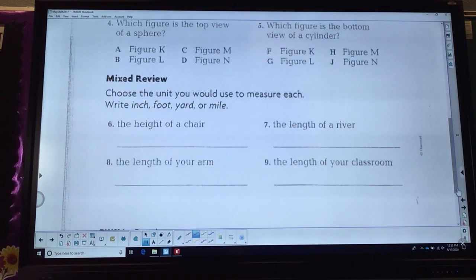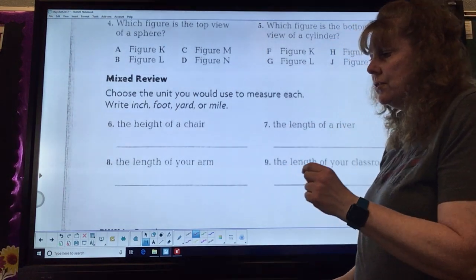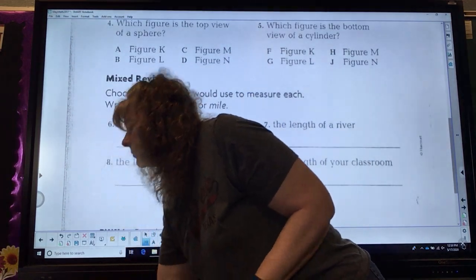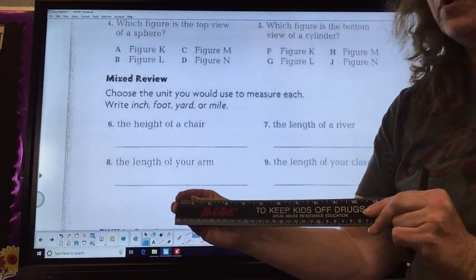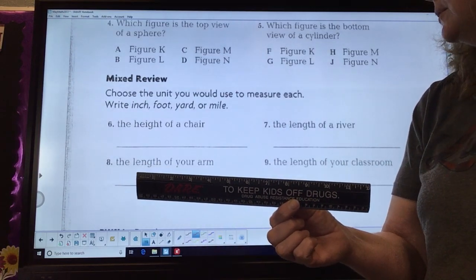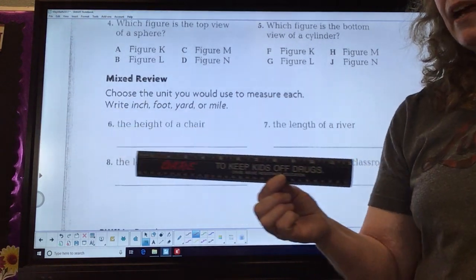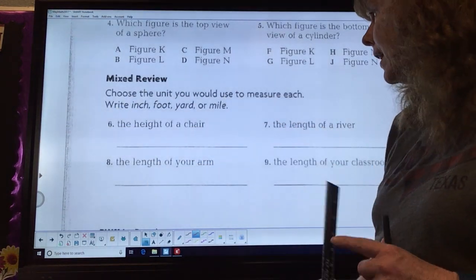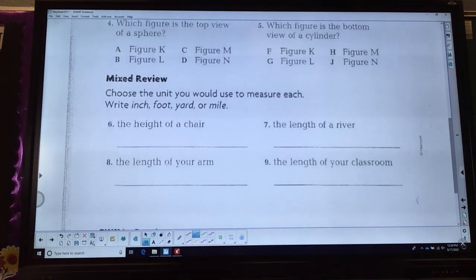Now, this is something that we didn't have time to go into, so I'm going to help you a little bit with this. It says choose the unit you would use to measure each. Write inch, foot, yard, or mile. Now, an inch, that's just a little itty-bitty piece on our ruler right there, right? A foot is our whole ruler. A yard is 3 of these stacked together. And a mile, that would be 4 laps around our high school track. So let's take a look at this for just a minute.